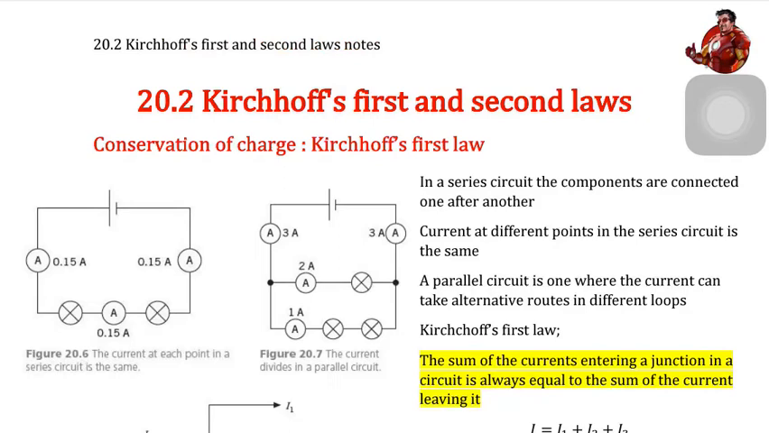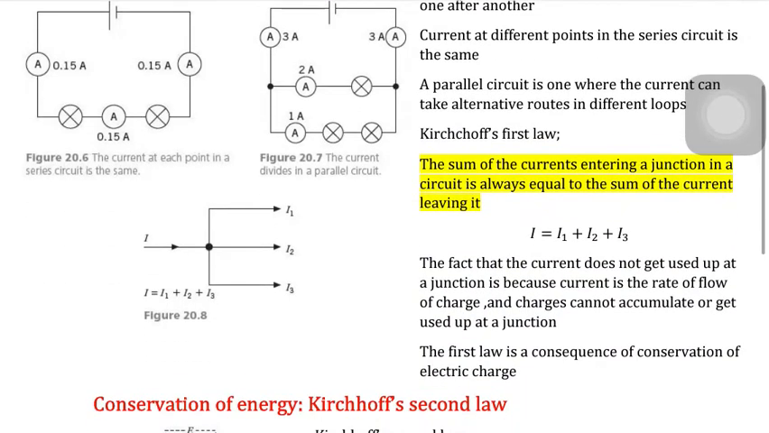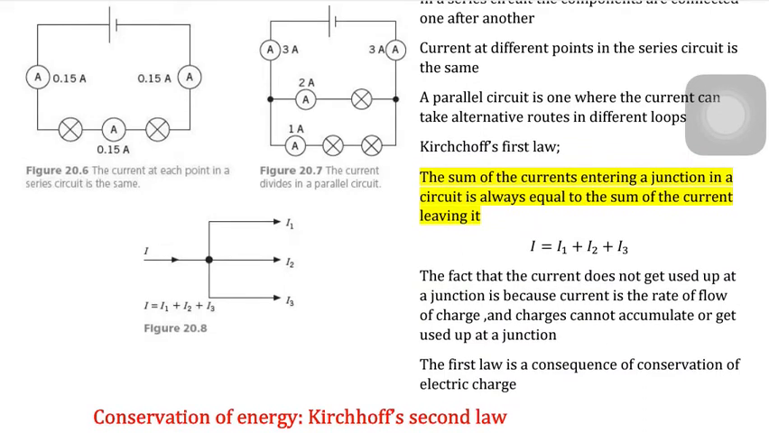So, series circuit, parallel circuit, you know what they are. Kirchhoff's first law says like this: the sum of the currents entering a junction in a circuit is always equal to the sum of the current leaving it. That looks pretty much obvious, but that is Kirchhoff's first law. Maybe when they were trying to find it for the first time, it was difficult.